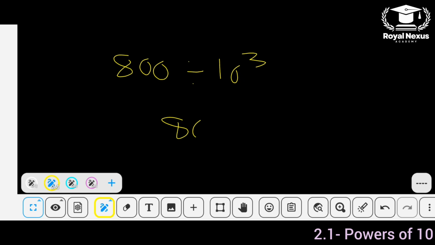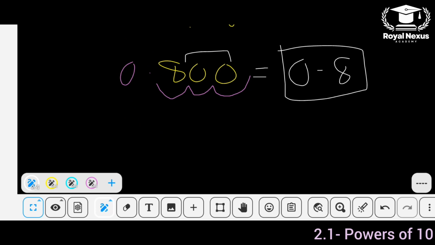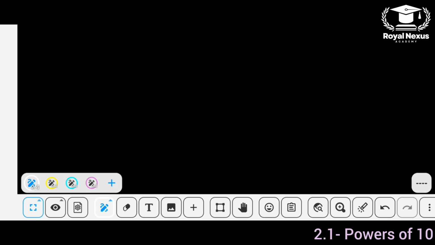We will write 800 and we'll move the decimal 3 places to the left. So it will be 1, 2 and 3. The decimal will come over here, the 0 will be over here. So the answer to it will be 0.8. No need to write these zeros because they do not contain any value. So the answer is just 0.8. Moving on to the last question.